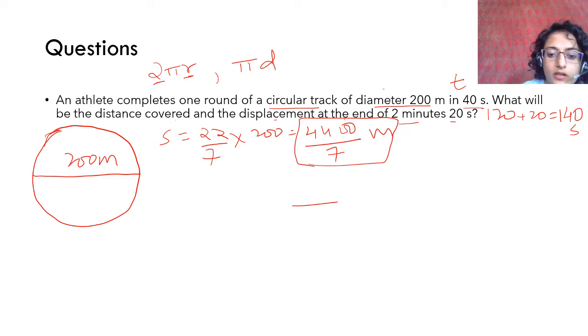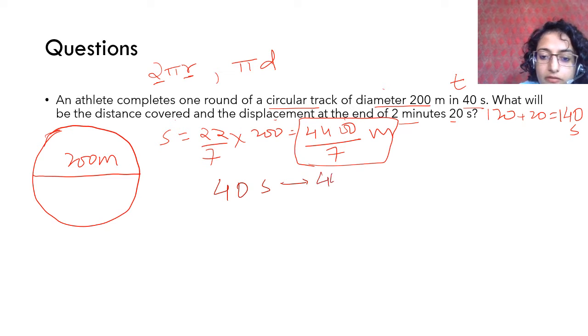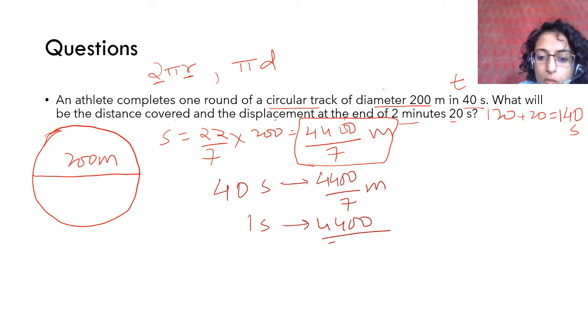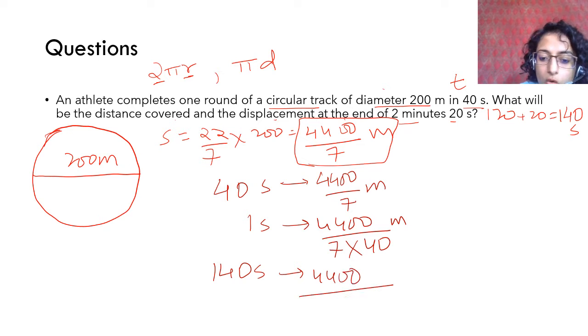Let's go to the distance that is covered first. We say that in 40 seconds he covers 4400 by 7 meter. Then in 1 second he will have 4400 upon 7 upon 40 meter, right? And in 140 seconds he will cover 4400 upon 7 into 40 into 140.